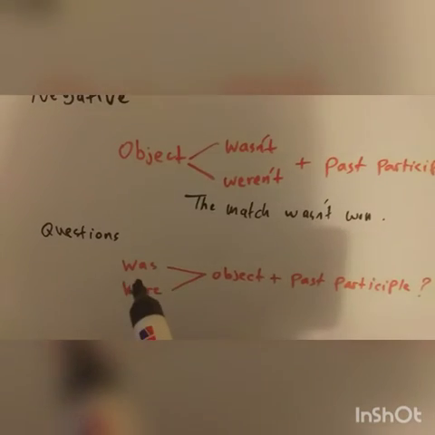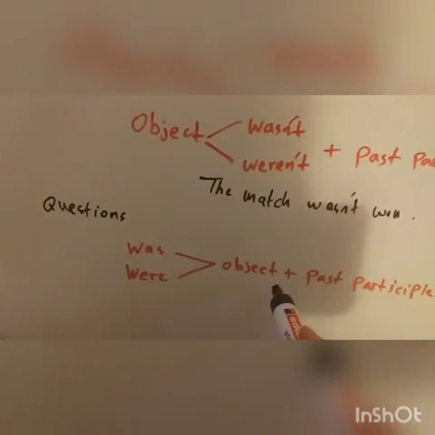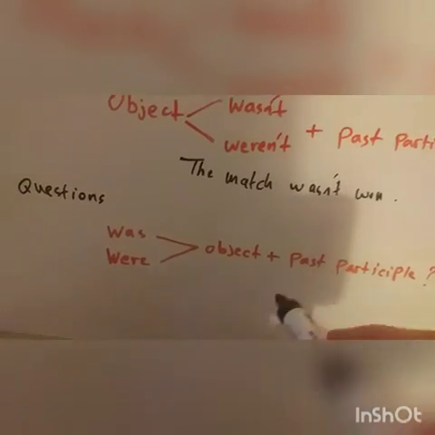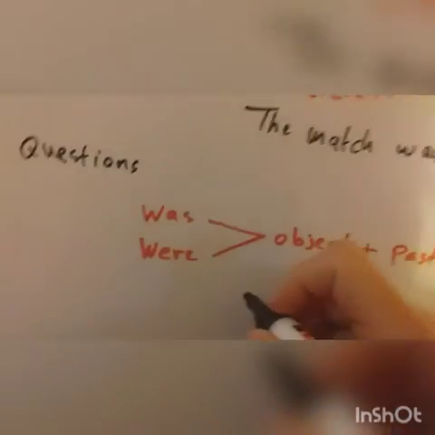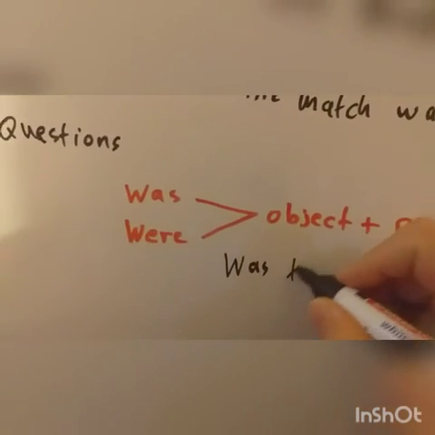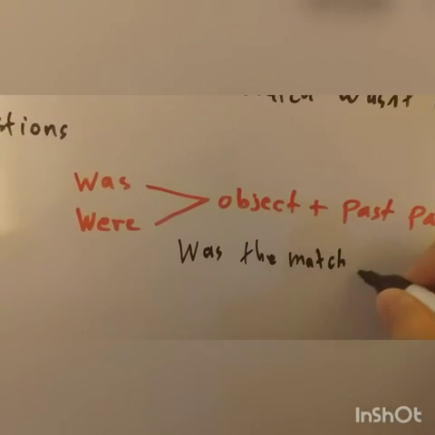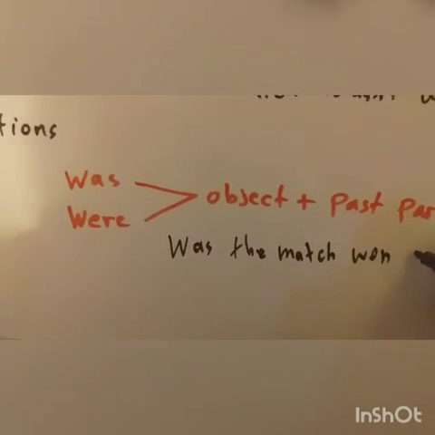In questions, we start with the verb to be, was or were, then the object and the past participle. Was the match won by them?